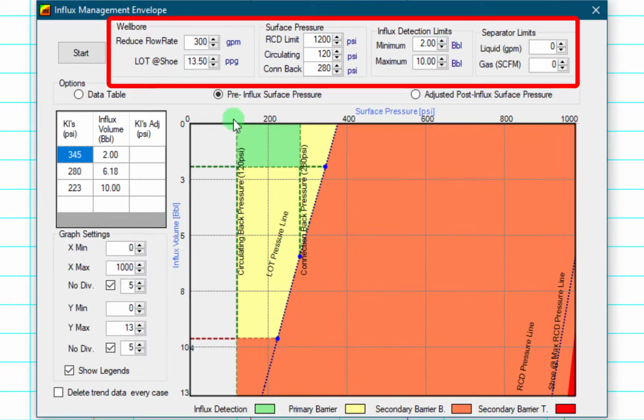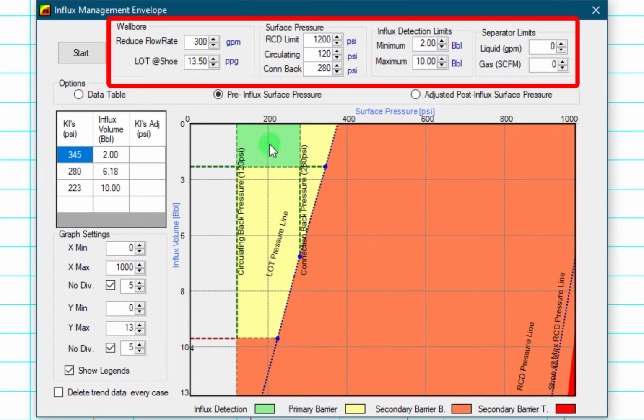Then the vertical lines, this first one is our circulating back pressure. Anything below this, we're not incorporating for this IME. And then the second vertical line is the connection back pressure.